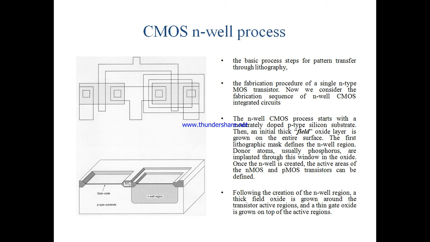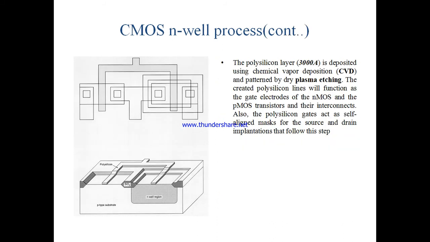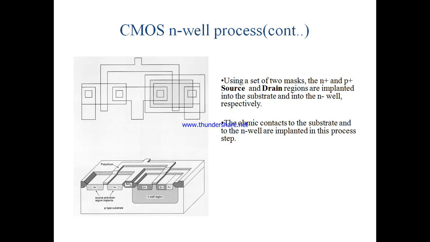and a thin gate oxide is grown on top of the active regions. The polysilicon layer, 3000 angstrom, is deposited using chemical vapor deposition and patterned by dry plasma etching. The resulting polysilicon lines will function as the gate electrodes of the NMOS and PMOS transistors and their interconnections. Also, the polysilicon gates act as self-aligning masks for the source and drain implantation that follows this step.